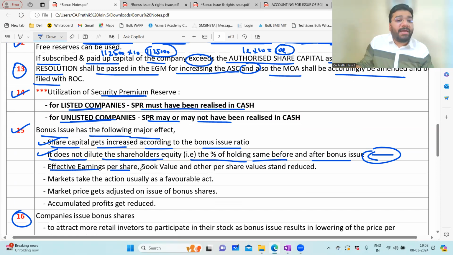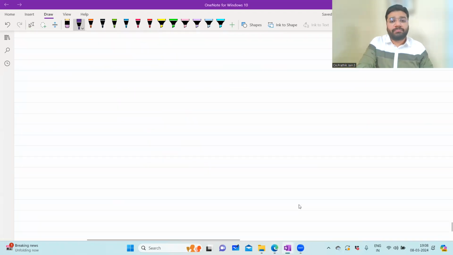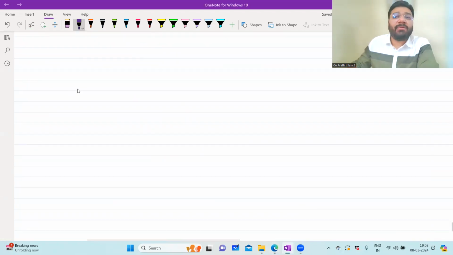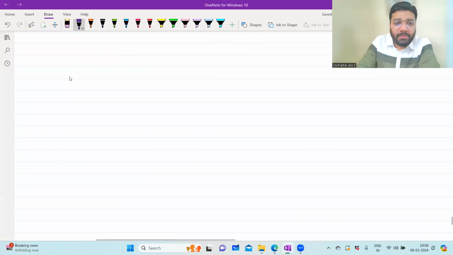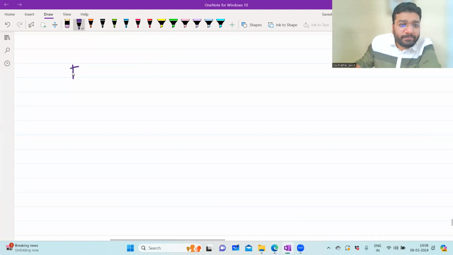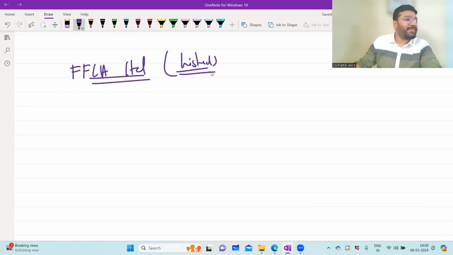Effective earning per share, book value and other value per share stands reduced. Now, this you have to understand. Please give 100% focus. Online people, all set? Yes, sir. FFL Limited, listed. If you understand what is listed, the shares are listed on the stock exchange.